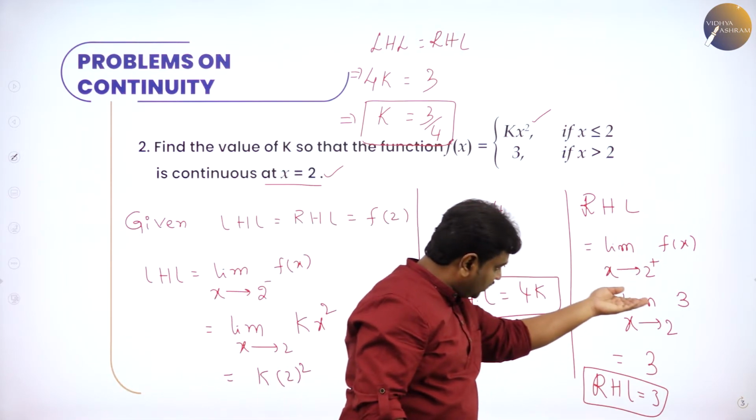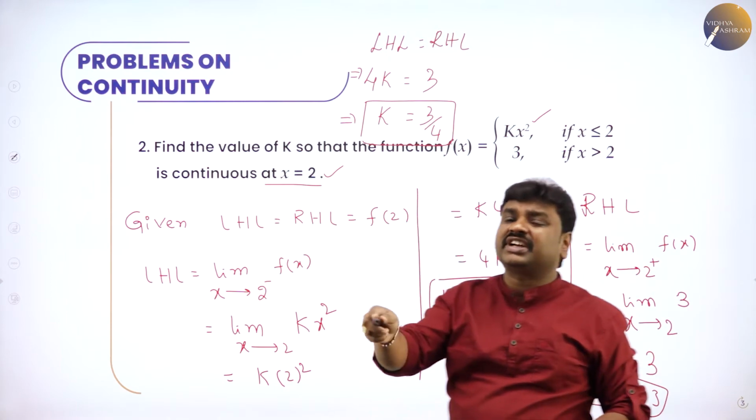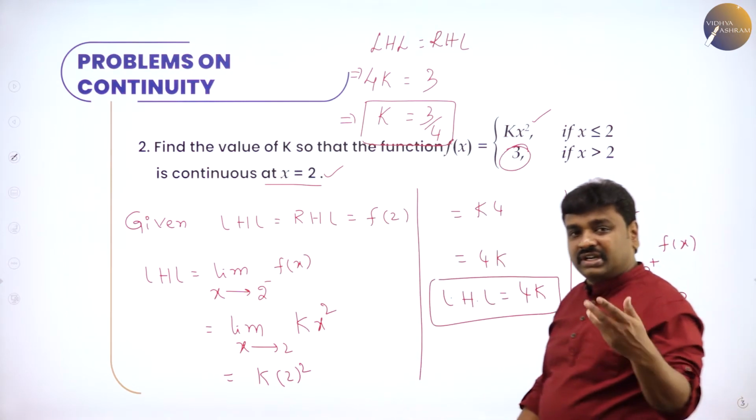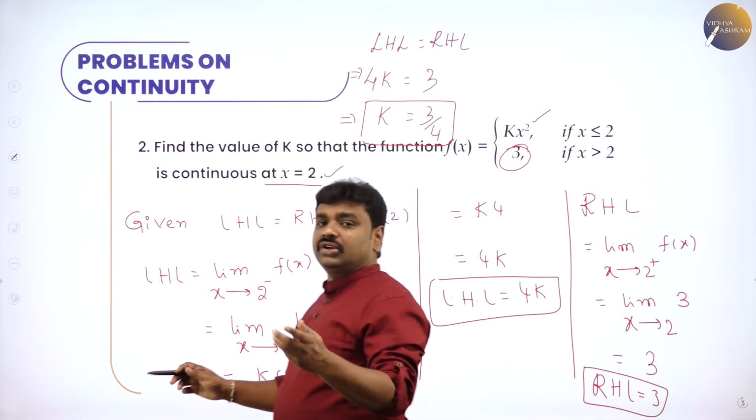It is the same as limit x tends to 2 plus. Plus means what? Choose the function when x is greater than 3. When x is greater than 3, the function is 3. Then you will get RHL as 3. Equate LHL and RHL, and you will get k.